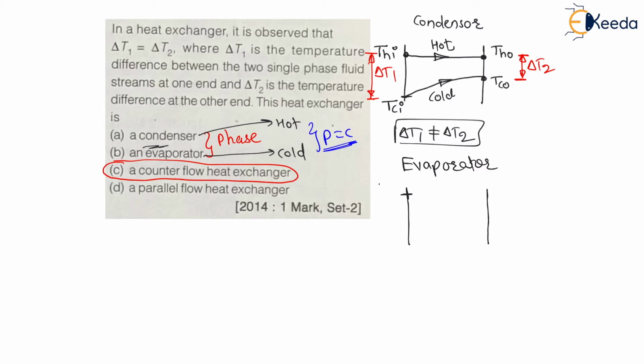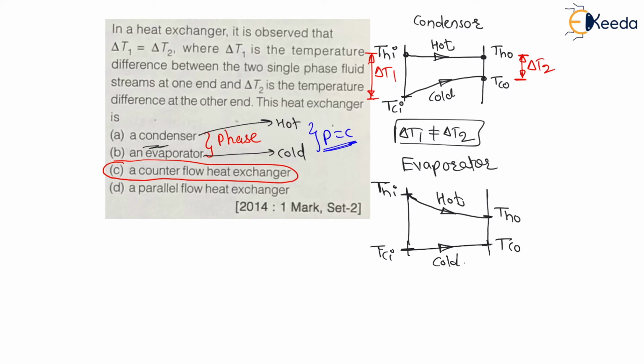Therefore, let us say the inlet temperature of hot is Thi and the exit temperature of hot is Tho. I am assuming the hot fluid flows from left to right, and there will be a phase change of cold fluid. Therefore, there will be no change in temperature of cold fluid. Let us say the inlet temperature of cold fluid is Tci and the exit temperature of cold fluid is Tco, and there will be only phase change of cold fluid and no temperature change.